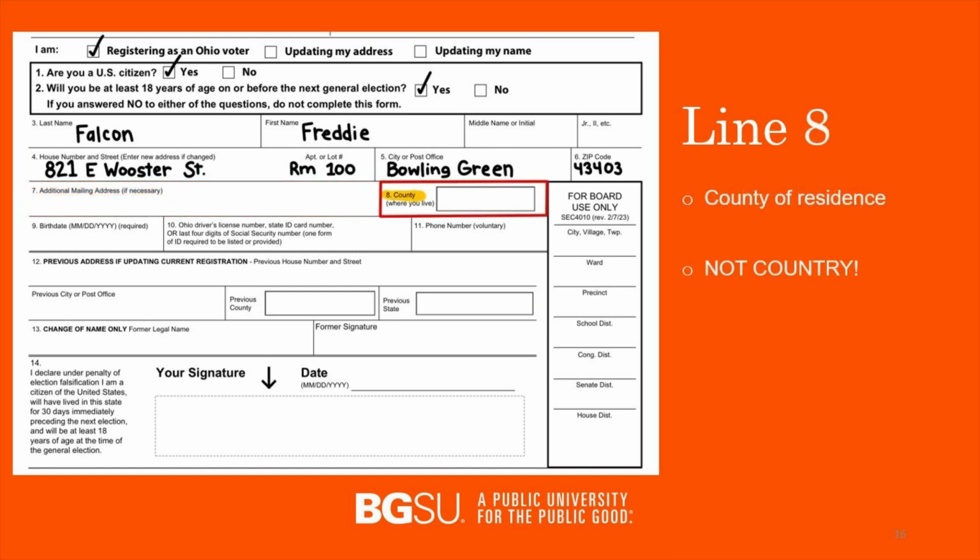Number 8 is asking for the resident's county. In Bowling Green, that would be Wood County. Take special care to ensure voters do not misread this field as country and write the United States or USA.